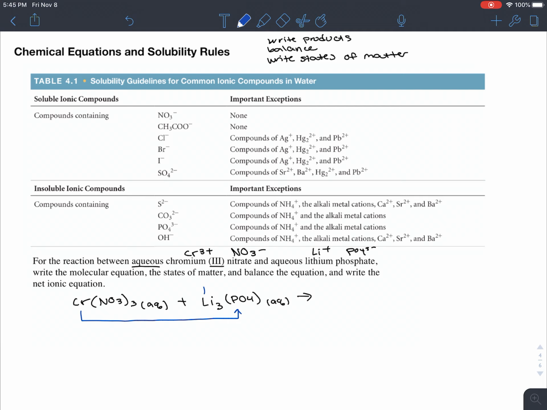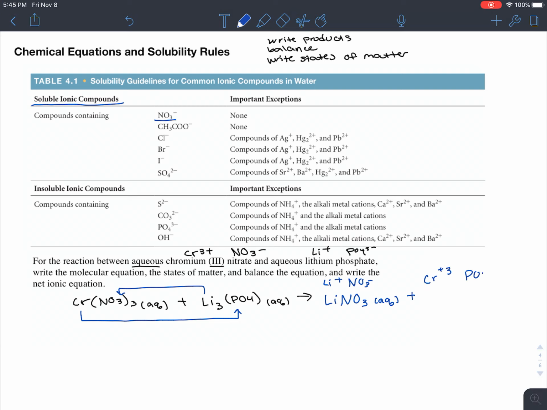Now we have to write our products. The chromium is the positive, which is going to go to the phosphate. And the lithium, this positive, is going to go to the nitrate. Their original charges will form the new compound. Lithium is a +1, and nitrate is a -1. That's how it exists. So they will form lithium nitrate. Then we look at what solubility they have. Nitrate is always soluble, except with nothing. There's no exception, so this is aqueous.